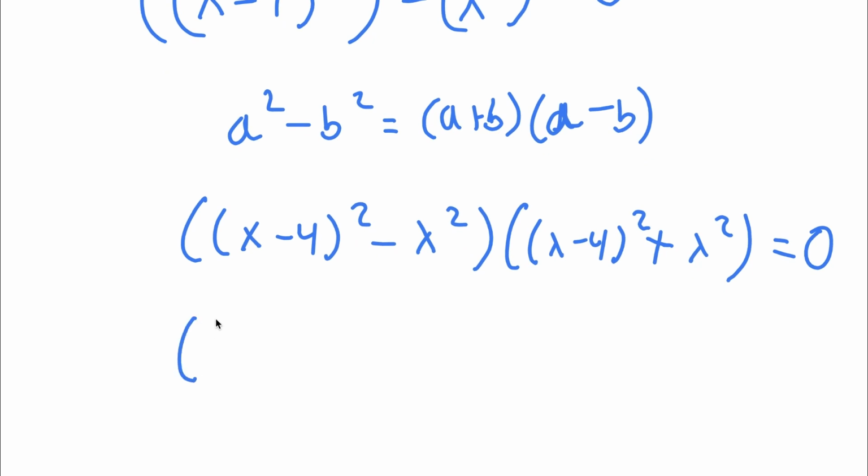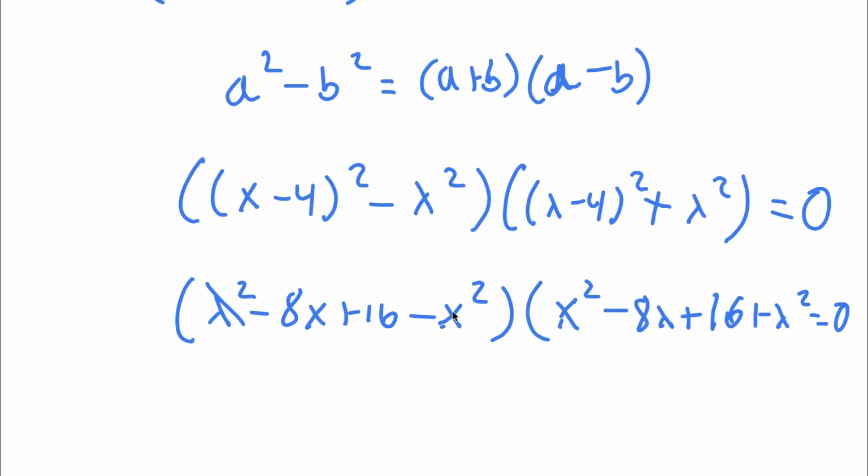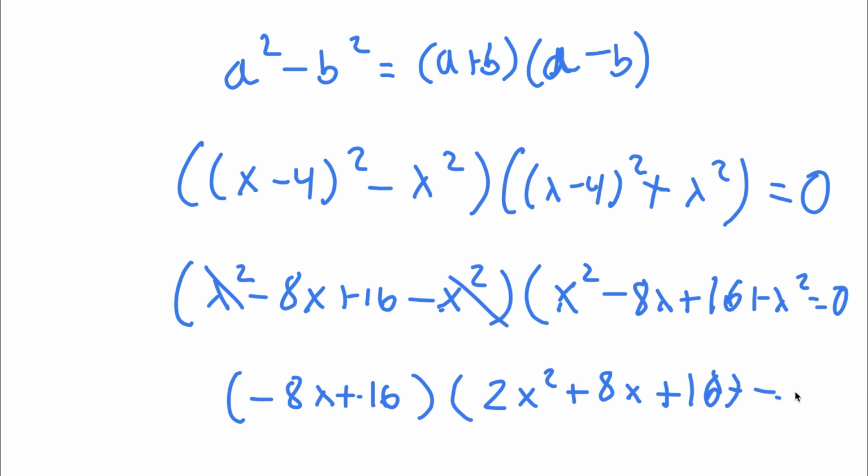Now, if I expand (x − 4)^2, I get x^2 − 8x + 16. Now I have this minus x^2, so I have this times, again, x^2 − 8x + 16, this time plus x^2, equal to 0. Now x^2 and x^2 cancel out on this side, so on this side I have −8x + 16, and on my right hand side I have 2x^2 − 8x + 16. This is equal to 0.